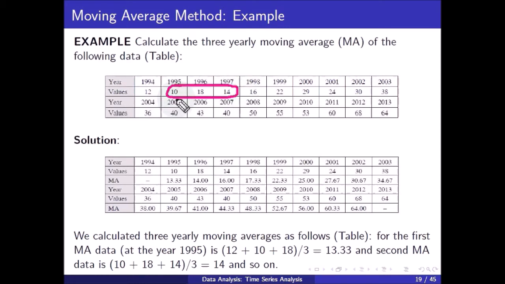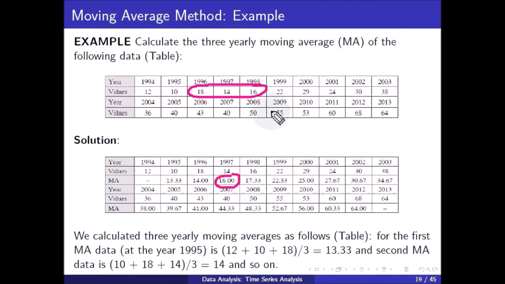So 10, 18, 14. 10, 18, 14 divided by 3, that is 14. So we have to put 14 here. Similarly, for the next average data, you have to calculate the average of this data. And the answer is what? 16 is the answer. So we have to put it here.